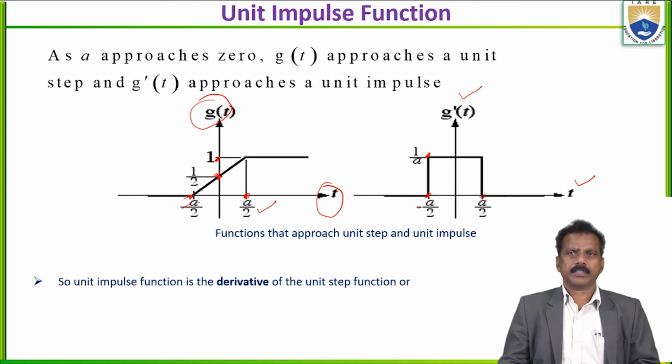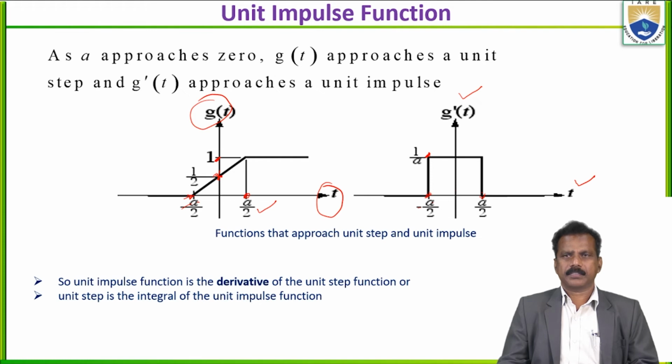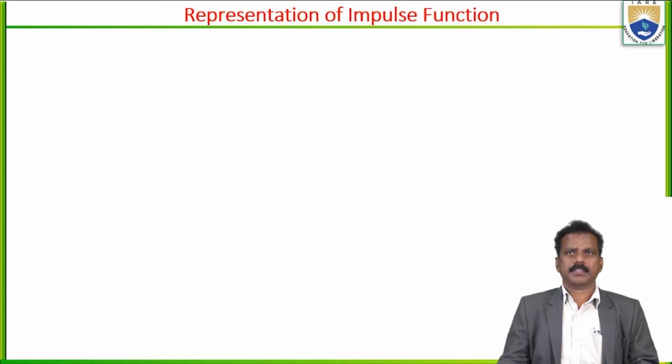So the unit impulse function is the derivative of the unit step function, or the unit step is the integral of the unit impulse function. As a approaches 0, g of t approaches a unit step, and g dash of t approaches the unit impulse. Based on this, the unit impulse function is the derivative of the unit step function, or you can consider the unit step as the integral of the unit impulse function.